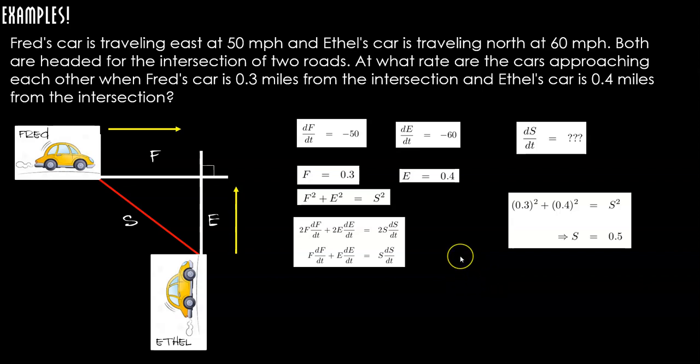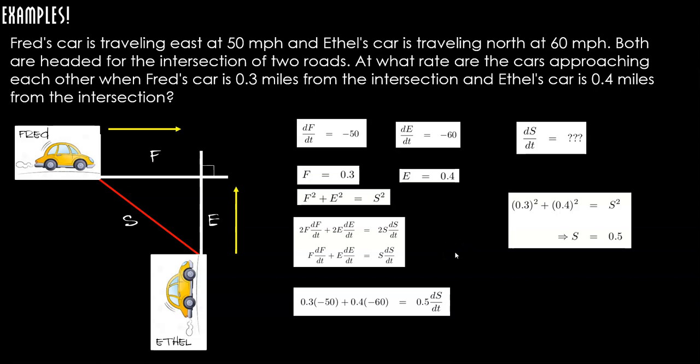Now I'm going to plug in what I know. I know lots. So plug in the 0.3 and the negative 50, the 0.4 and the negative 60, and the 0.5. I need to solve for ds/dt. Simple linear equation. I get ds/dt is negative 78. So the distance is decreasing by 78 miles per hour.